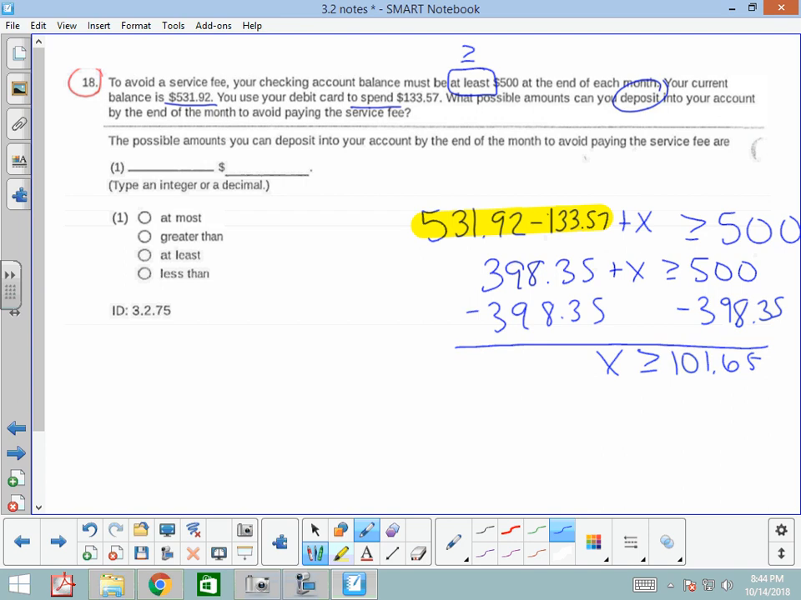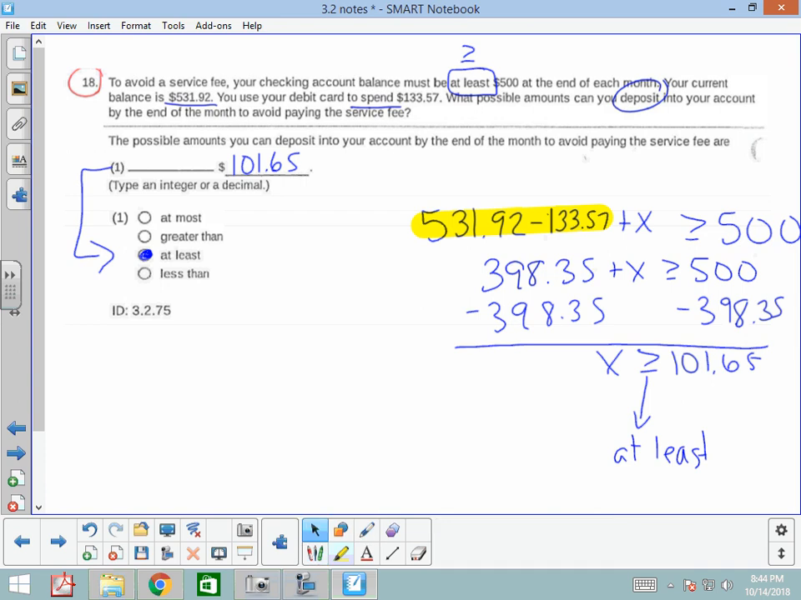So in this little pull down menu here, you get to type or pick out which words that is. Remember, this is at least. Okay, so we're going to click on at least, and then we're going to type in 101.65. You don't have to use the dollar symbol. They already have it there for you. All right, now you're ready to cruise through those 18 homework problems.